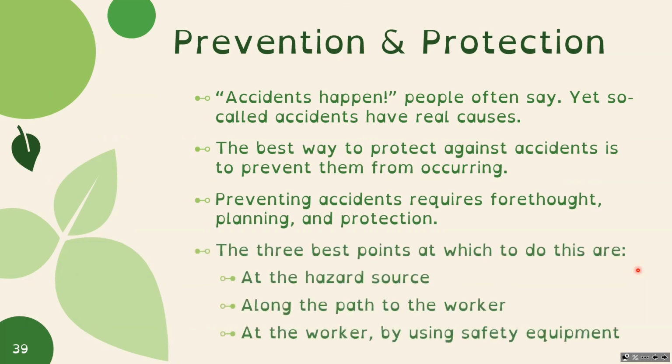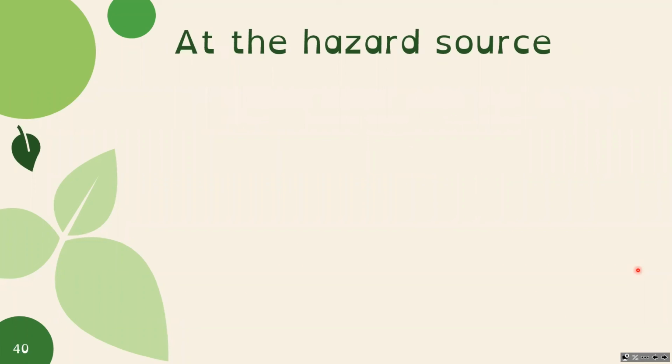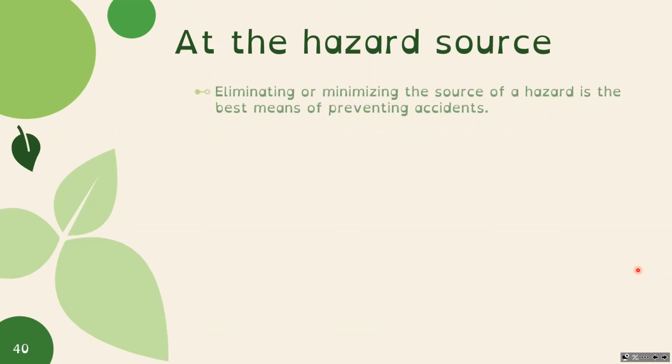The three best points at which to do this are at the hazard source, along the path to the worker, and at the worker by using safety equipment. So if we are preventing accidents at the hazard source, this means eliminating or minimizing the source of hazard is the best means of preventing accidents. It's also typically the most costly.